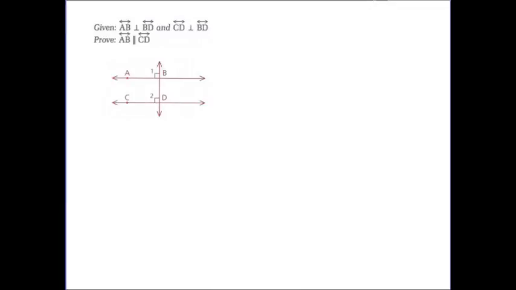Okay, now we got some examples. I know, you've been dying to do some of these bad boys. So here we go. Our first example. We're given that AB is perpendicular to BD, and CD is perpendicular to BD. We're trying to prove that AB is parallel to CD. I actually think you got this one on your own, so let's see what we can do. Press pause and have at it.